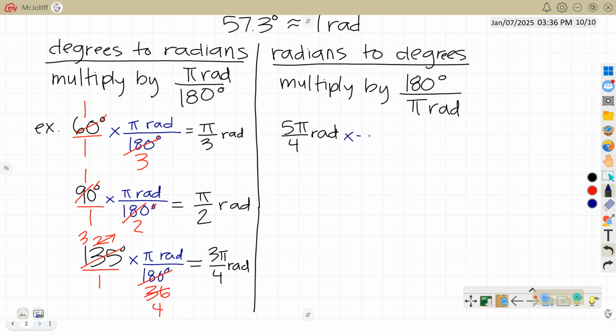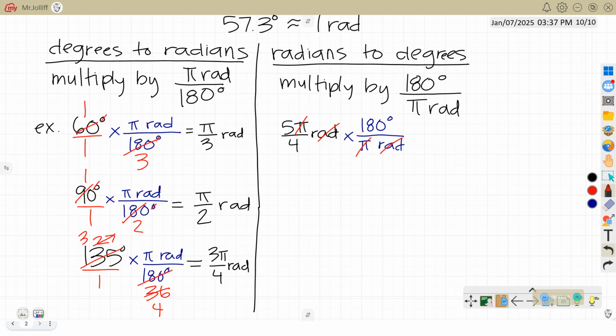So multiply. In this case, the fraction's upside down, 180 on top, pi on bottom. I don't have to put anything over 1 because my first value was already a fraction. I just got to cross cancel. Does anybody see something that's going to cancel in those fractions? I agree there's a pi on top and pi on bottom. Those are going to cancel. What else? Radians. Yeah, the units cancel, leaving me with degrees on top, which is what I wanted.